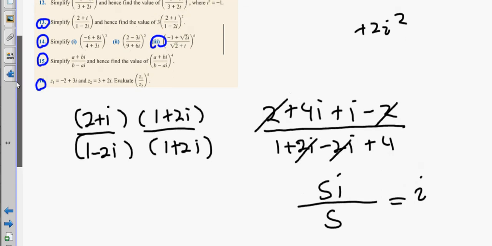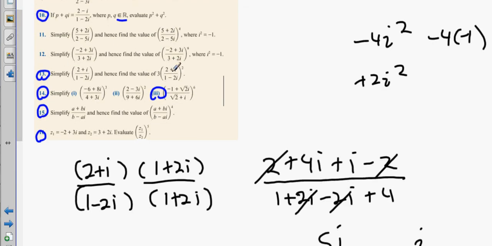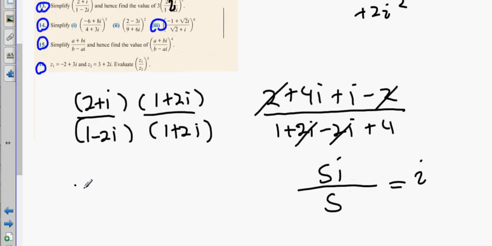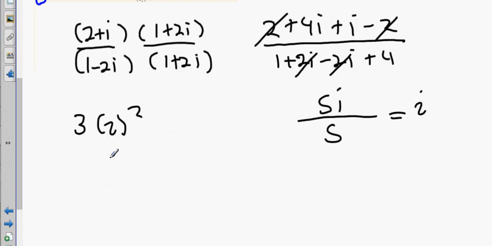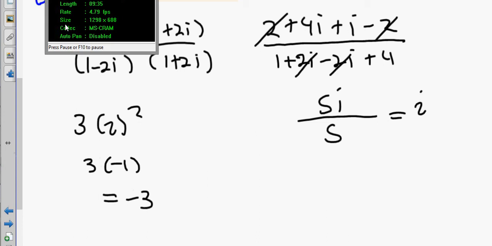So now we know that this full part in here is i, and now we're simply asked to get 3 times i squared. i squared is going to be minus 1, and 3 times minus 1 is minus 3.